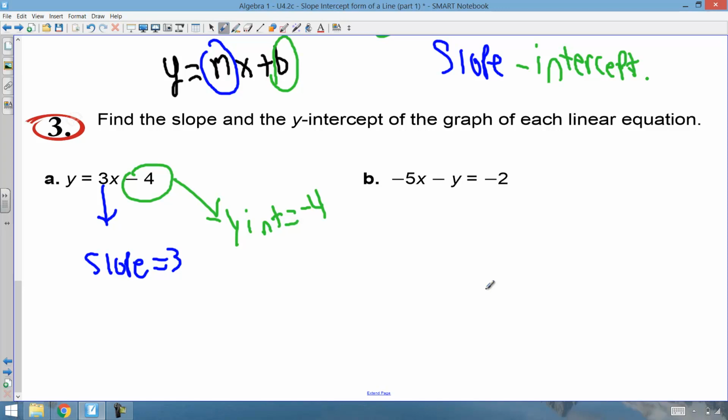Not a big deal, but what do you do when it's not in slope-intercept form? And this, right now, right here, is where people start to have some trouble. I think I talked about it in the last video, but I want to talk about it a little bit more in this video.